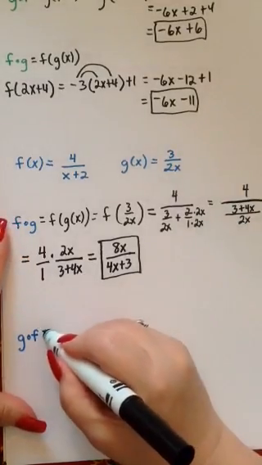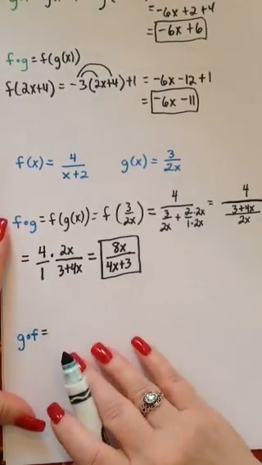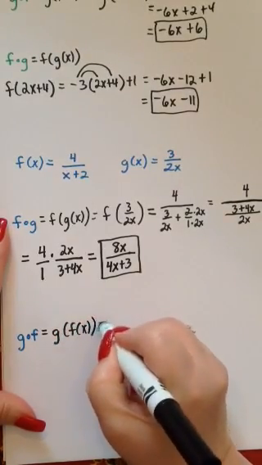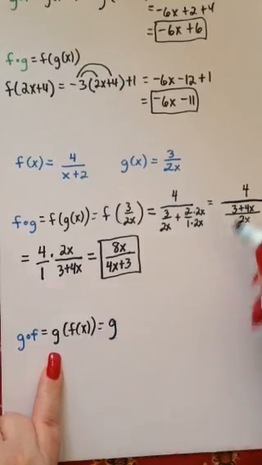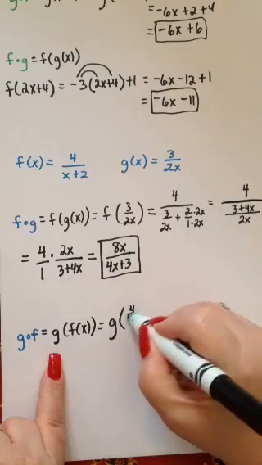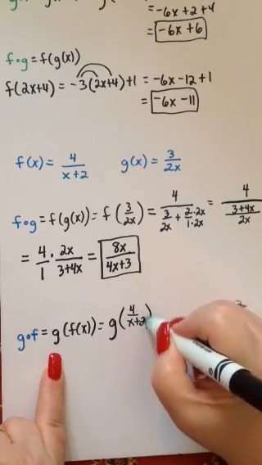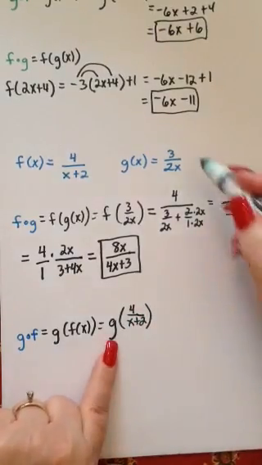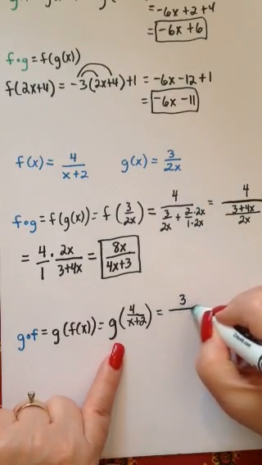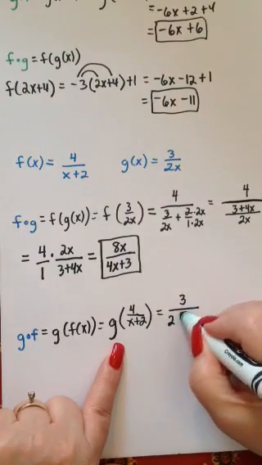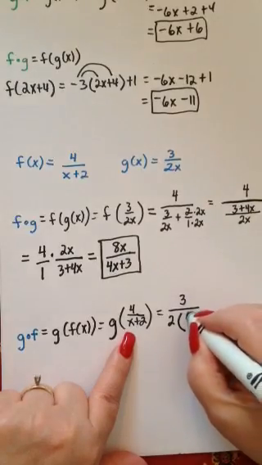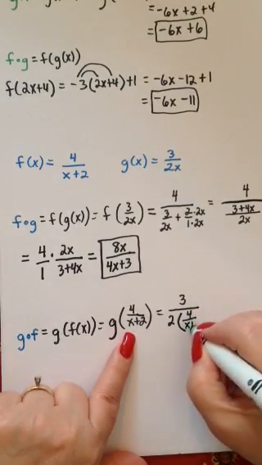All right, let's do our next one. It says g of f of x. So we have g of, and then f of x, remember, is 4 over x plus 2. And the g function says put 3 in the numerator, and in the denominator 2 times whatever's in the parentheses. They said 2x here because x is in the parentheses. So I'm going to say 2 times 4 over x plus 2.